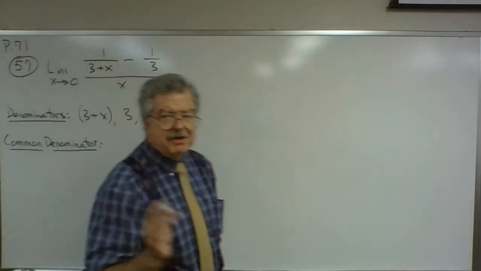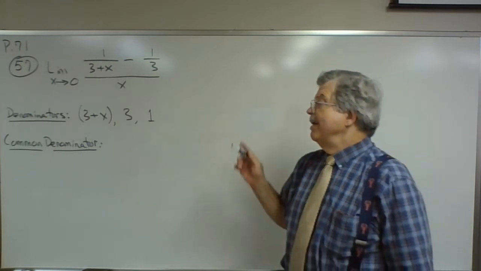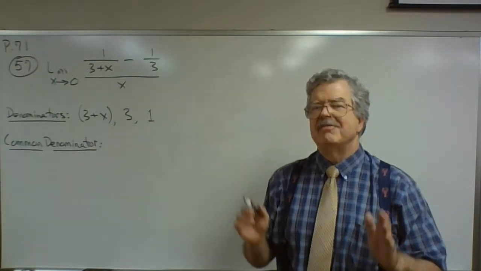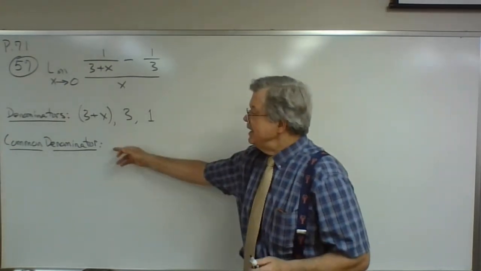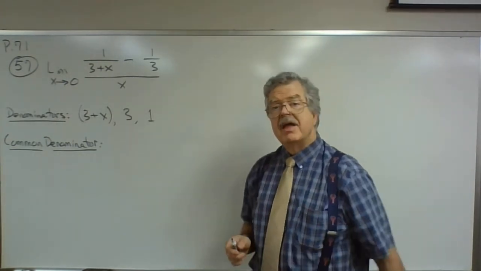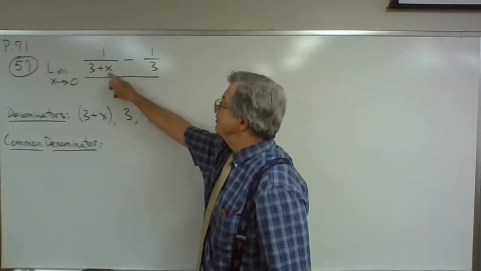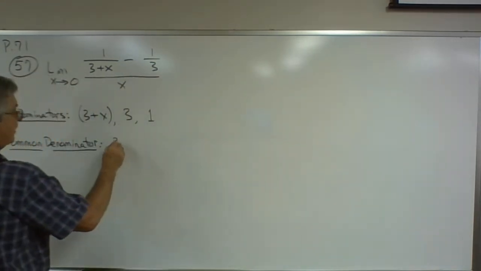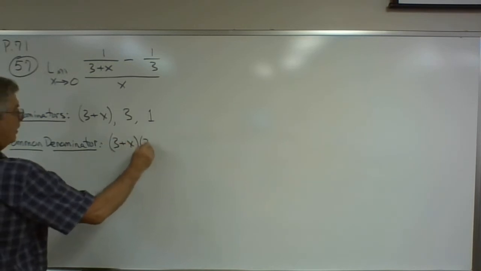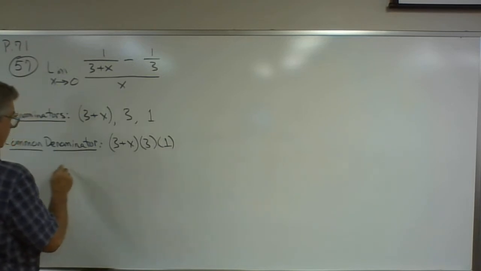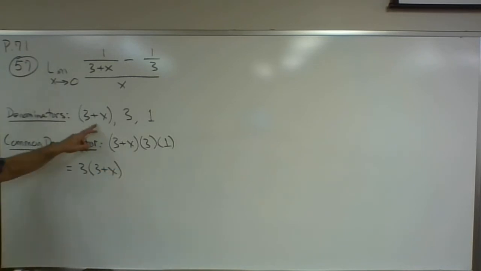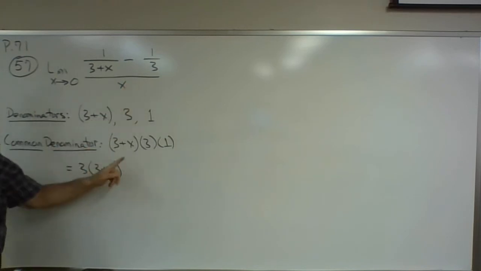Now, we've all heard about least common denominators. That's not necessarily what we're going to get here, but it's not necessary that we have a least common denominator. All we need is a common denominator. And we can get a common denominator just by multiplying the denominators of every term together. If we multiply the denominators of all of the separate terms together, we get a common denominator.